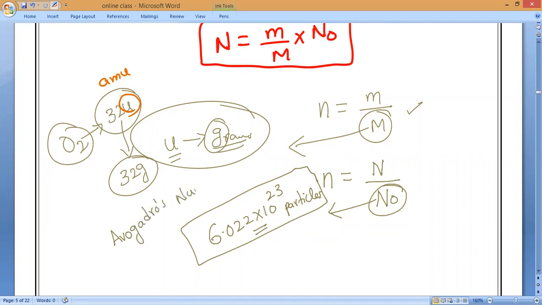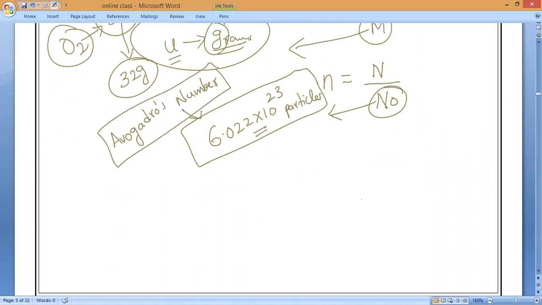Avogadro's number. This is the most important one till your 12th class; it will keep coming again and again. Avogadro number means 6.022 into 10 power 23 particles. Before this are the two formulas. Now the third formula: given particles and asking the mass.